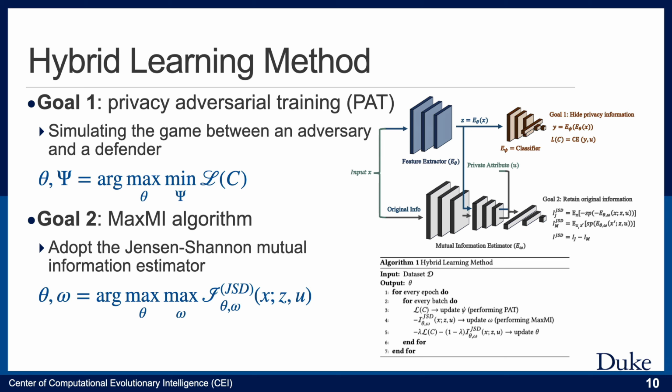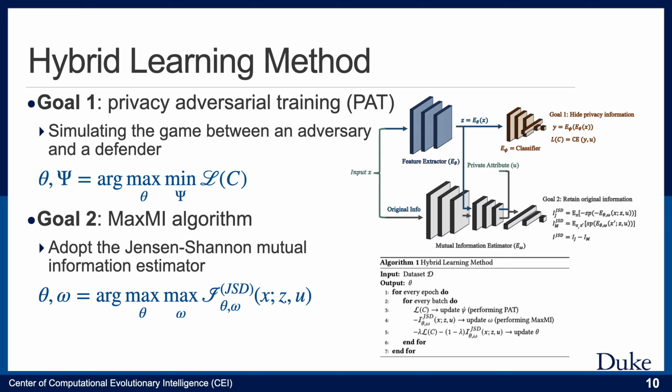For goal 2, we propose the maximize algorithm to make the feature extractor retain as much information from the raw data as possible, in order to maintain the high utility of the extracted features. Specifically, the Jensen-Shannon mutual information estimator is adopted to measure the lower bound of the mutual information.